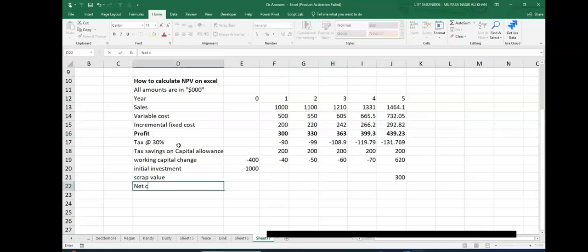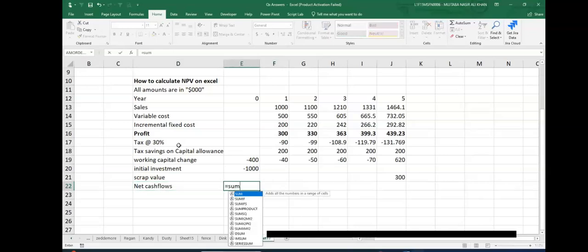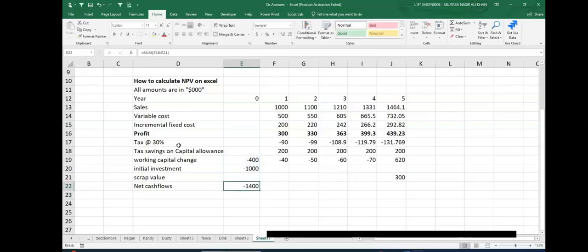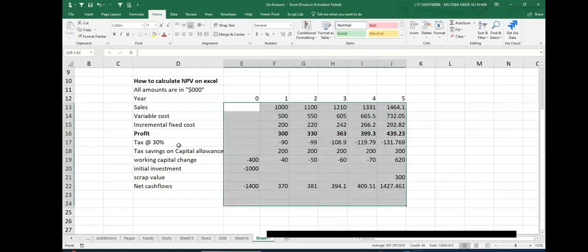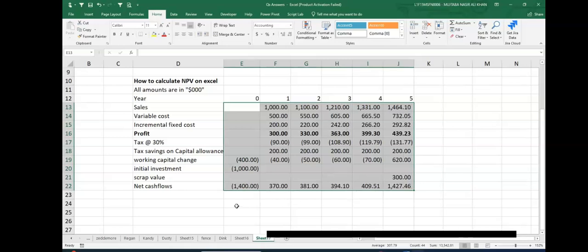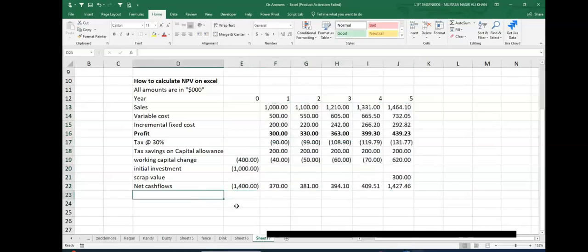Then you will calculate net cash flows. Use SUM: select all cash flows till profit. And remember, round off all figures to at least 2 decimals, maximum 2 decimals. Then write the cost of capital, for example, 10%. Now there are 2 ways of solving the NPV.